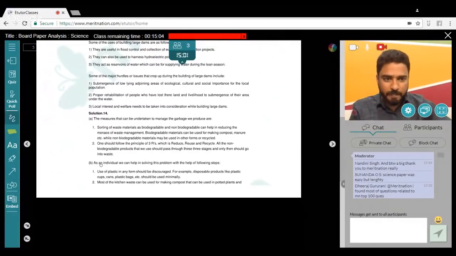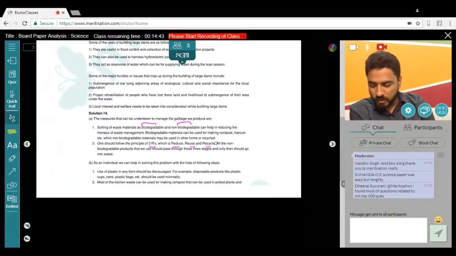You can see what are the two ways or measures to manage the garbage we produce. First of all, we can segregate the biodegradable and non-biodegradable waste. That is one of the ways. And if we follow the 3Rs method, which is reduce, reuse, and recycle, in that way you can see how we can manage the garbage that we produce.